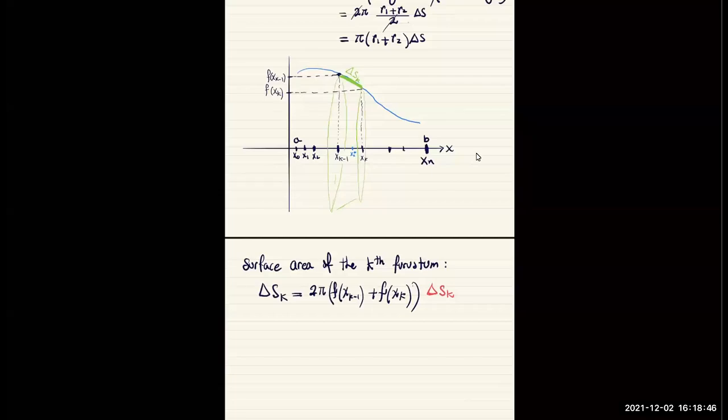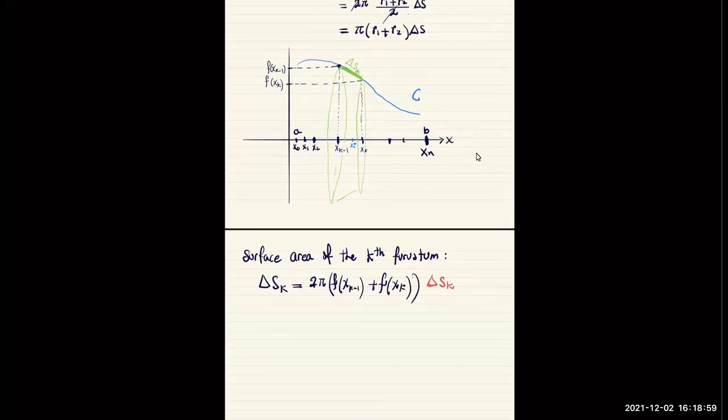So let's finish the derivation for surface area of revolution. We said we have some curve C. It is revolved around the x-axis and it creates a surface. We want to find its area.